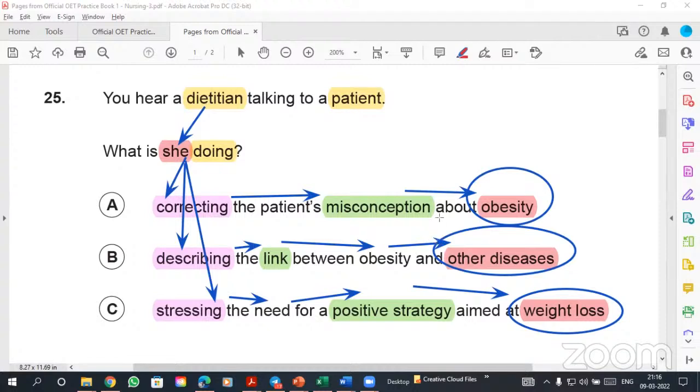Weight loss. Okay. Misconception means negative. Positive strategy means positive. Link doesn't mean any positive or negative. So you see all these things. Okay. So anywhere you go, you will get the answer. But what you have to think is very important. So this is how you are going to analyze this question.